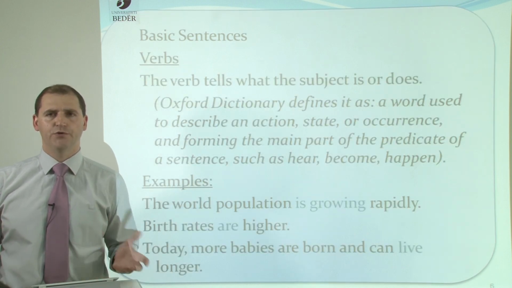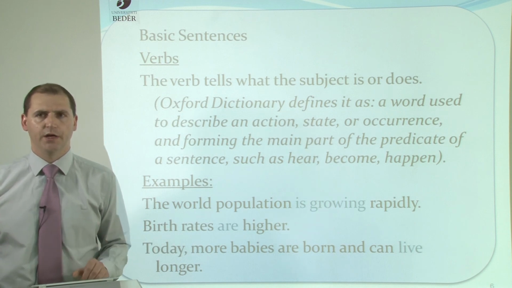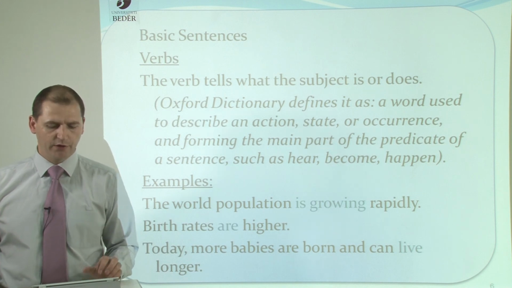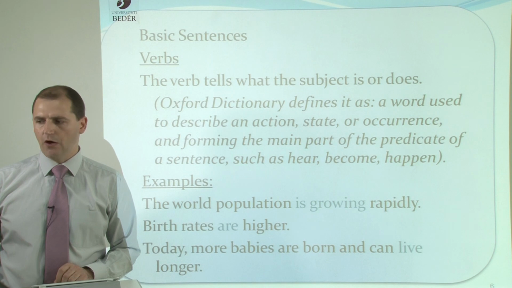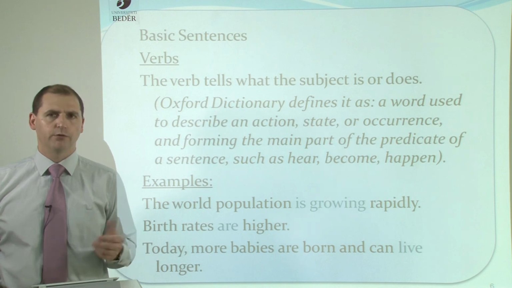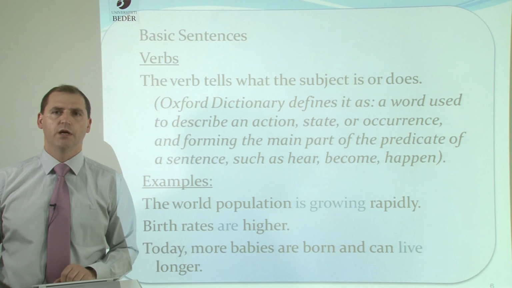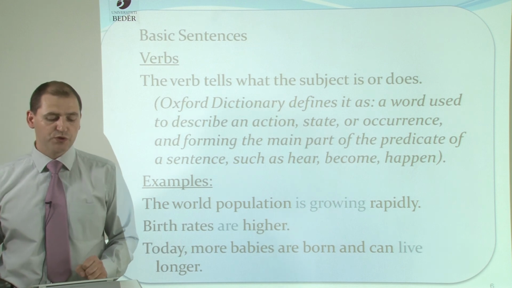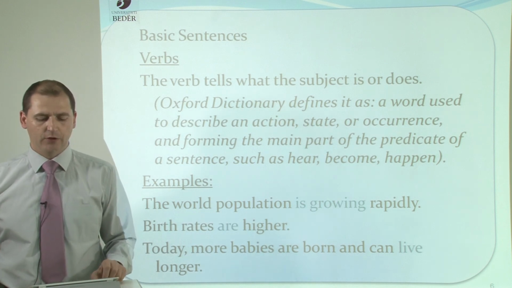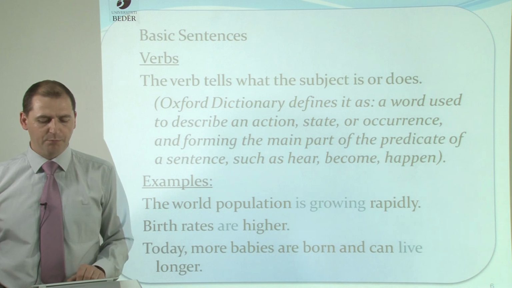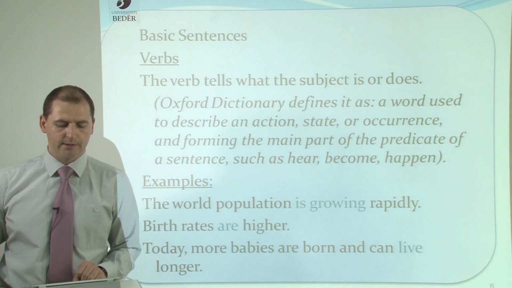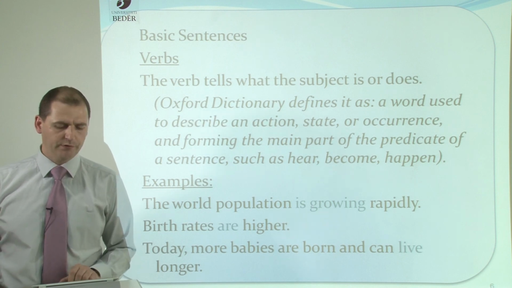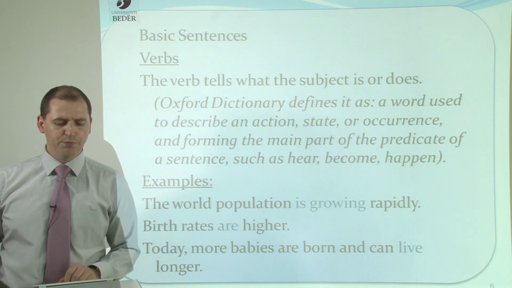We said that the subject and the verb relationship is very important, and the verb tells what the subject is or does. For example, I'll give you the definition of what a verb is from the Oxford Dictionary, and it defines it as a word used to describe an action, state, or occurrence, and forming the main part of the predicate of a sentence, such as hear, become, and happen. Here we have a few examples of verbs in a sentence.